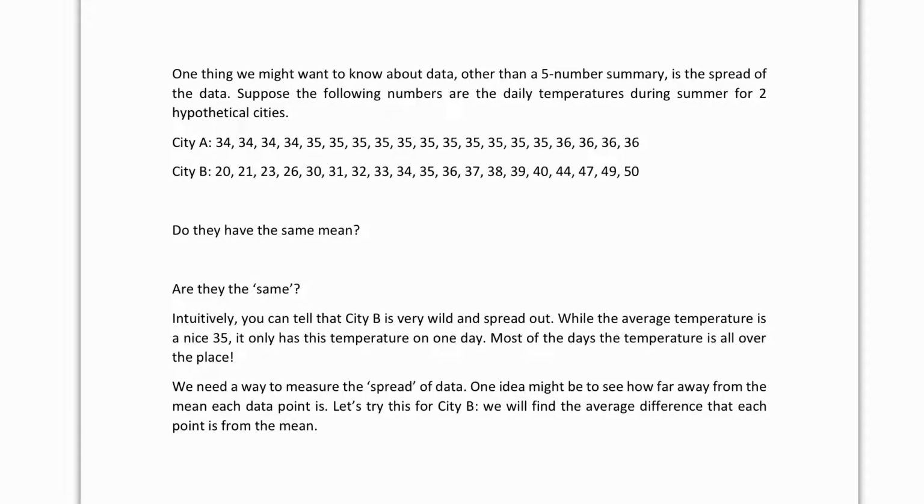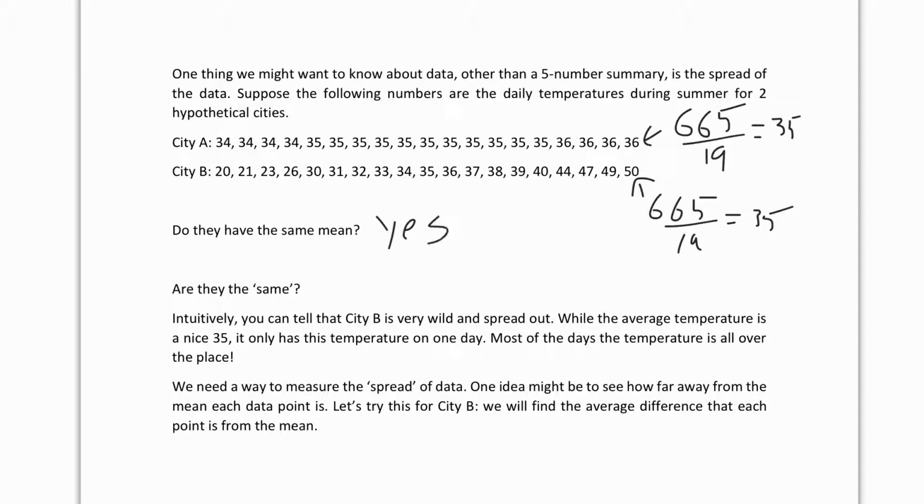Well, do they have the same mean? Let's go ahead and calculate it. If you're careful to add it up for this first one here, you should get 665 over 19, which, if you divide that, gives you 35. And if you do the same here, you also get 665 over 19, which gives you 35. So do they have the same mean? Yes. They both have a mean, an average, of 35.